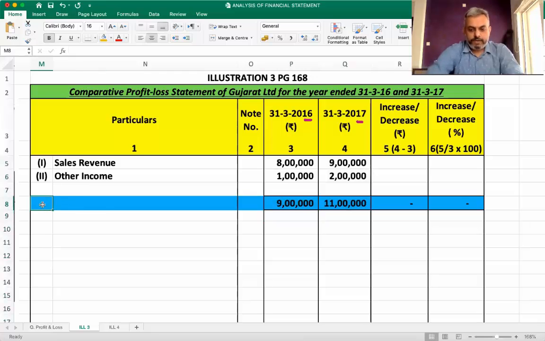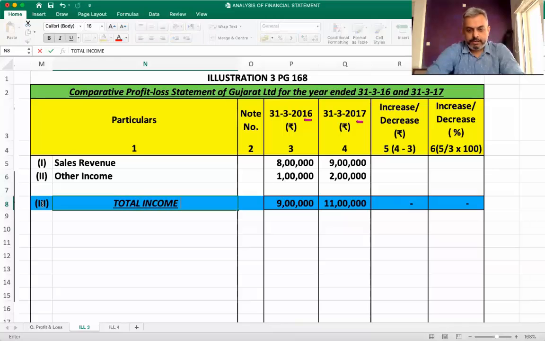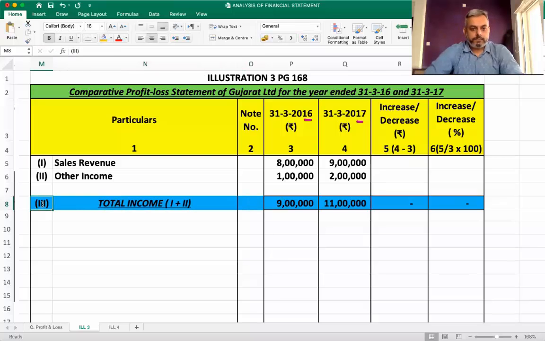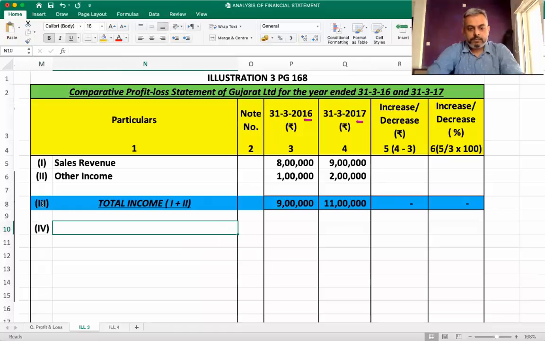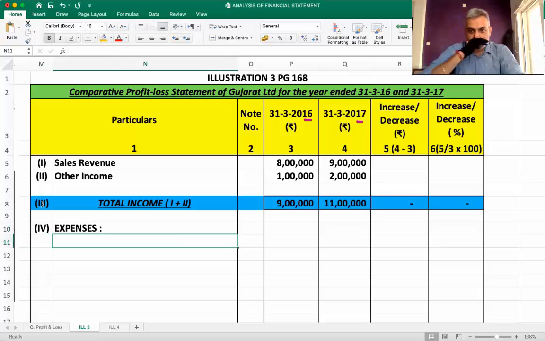So we have 3 total income, 1 plus 2. Next, expenses. Now increase, decrease and increase, decrease percentage we'll do later.